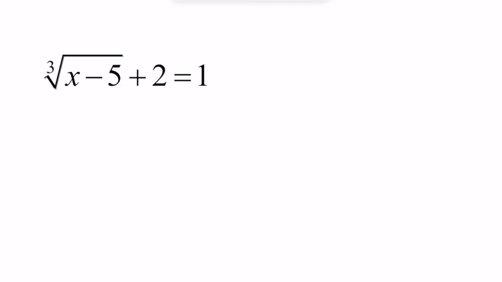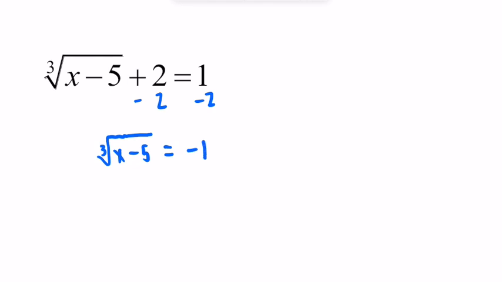Our next equation begins as the cube root of x minus 5 plus 2 equals 1. Before you try to get rid of a root, you have to get the root part by itself. We accomplish that here by subtracting 2 from both sides of our equation. This leaves us with the cube root of x minus 5 is equal to, and 1 minus 2 is negative 1.